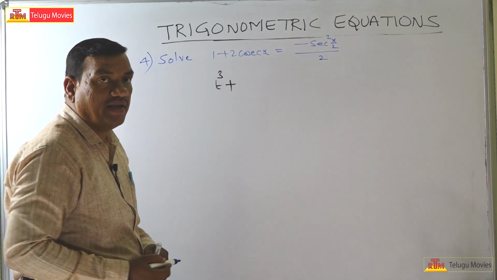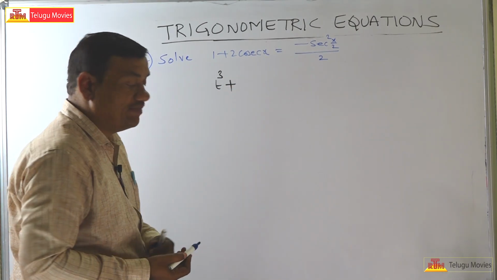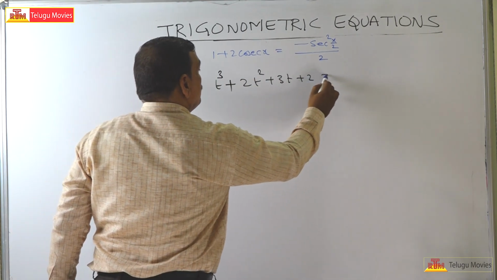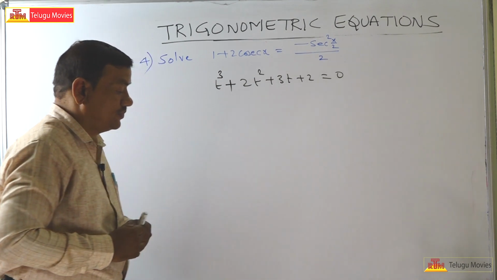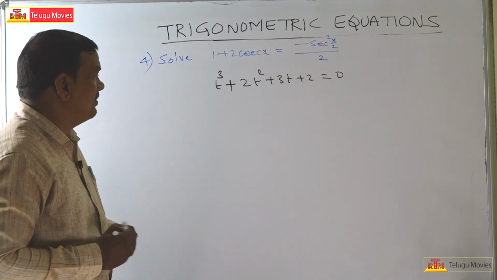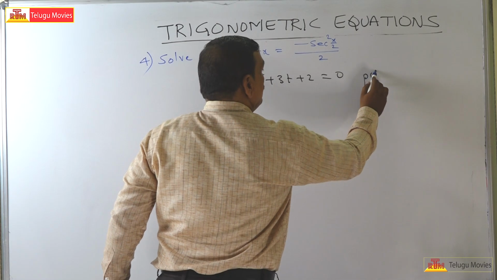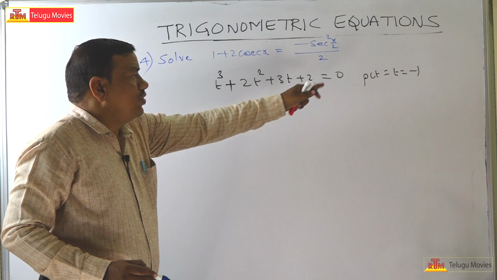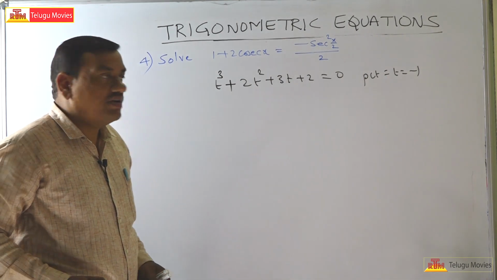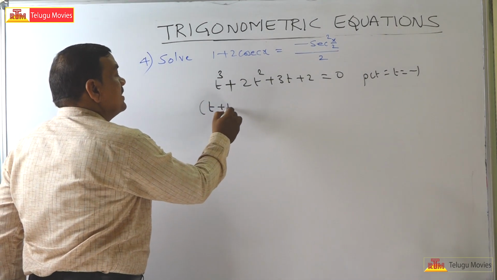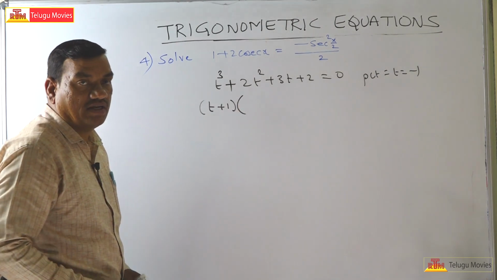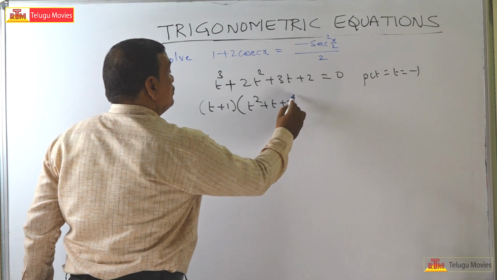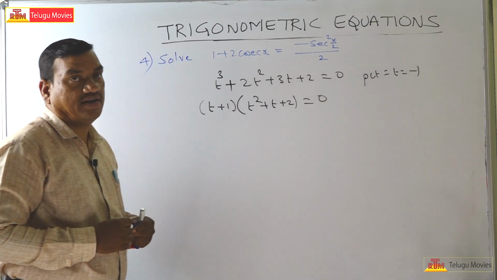That means if you expand and simplify, you will get t cube plus 2t square plus 3t plus 2 is equal to 0. Okay, so this is a cubic equation. If you take t is equal to minus 1, it will satisfy this equation. Therefore, t plus 1 is one factor, and another factor is t square plus t plus 2.